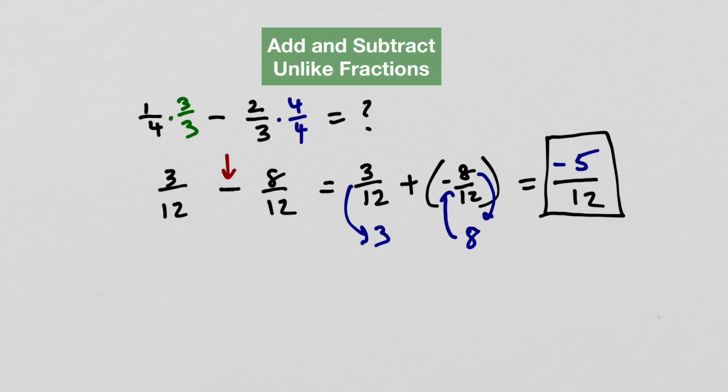One more example. Let's say we have negatives everywhere. Okay. Let's say we've got negative 7/8 minus negative 7/9. Okay, what does that equal?